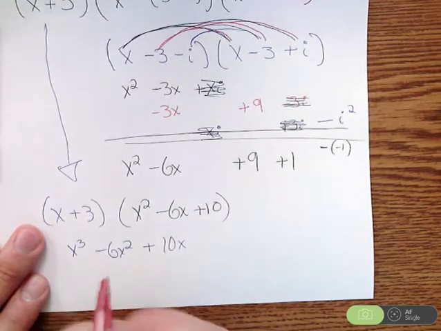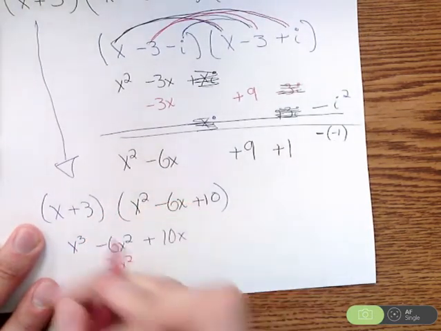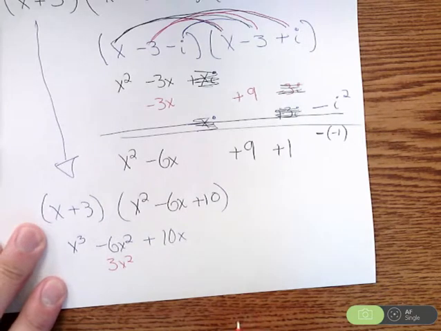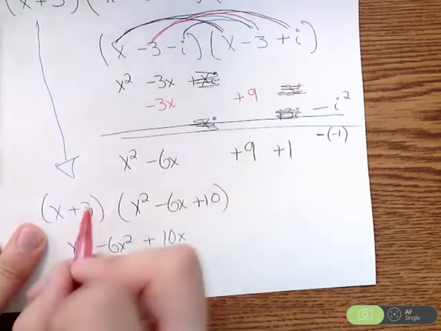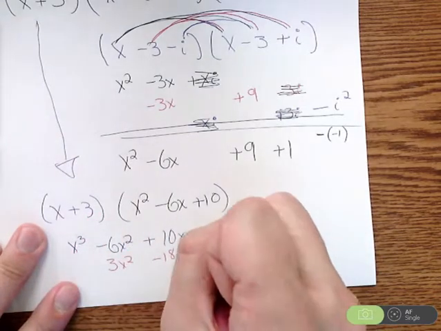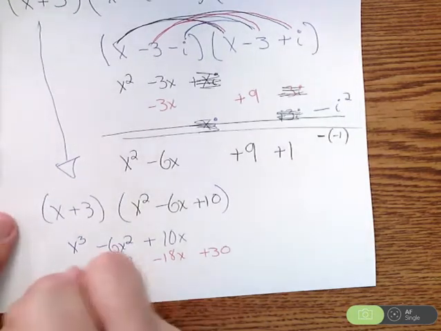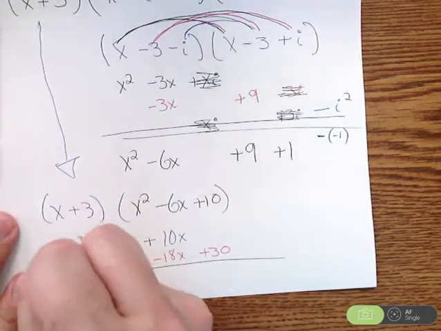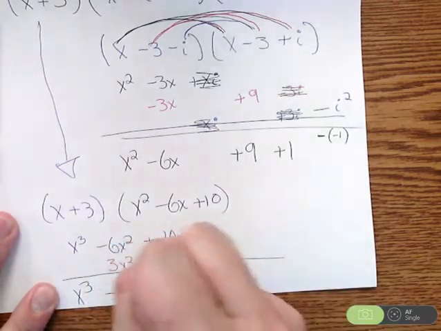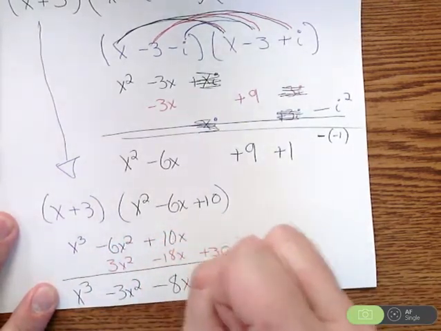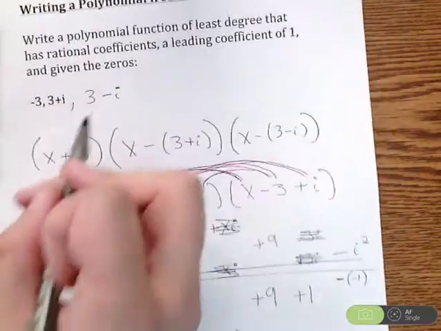And then distribute that 3. 3 times x squared is 3x squared. 3 times negative 6x is negative 18x. And 3 times 10 is 30. Going to add and subtract like terms, so I get x cubed minus 3x squared minus 8x plus 30. That would be my polynomial from those zeros.